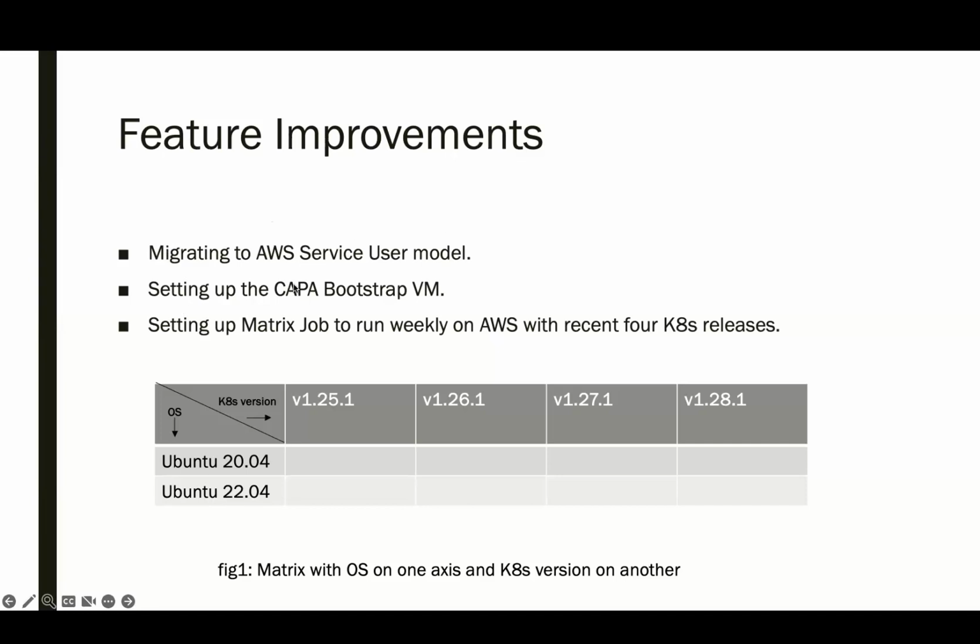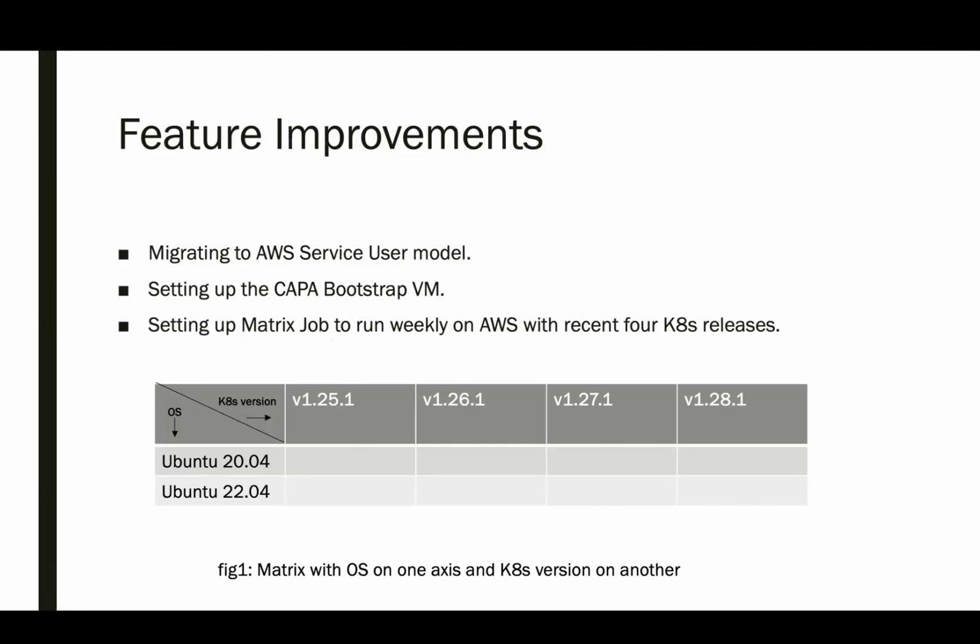Then I set up the CAPA bootstrap VM, installed the necessary environment settings related to running the Antrea matrix compatibility test, and registered it as a node on Jenkins. So this CAPA bootstrap VM, which has the management cluster, is registered as a node on Jenkins, and whenever a job runs, a workload cluster is created inside that management cluster and the job is run there. Then the next thing was setting up the matrix job to run weekly on AWS.